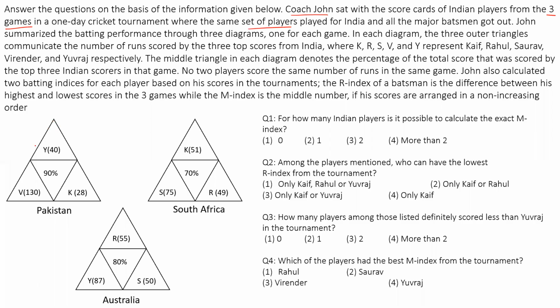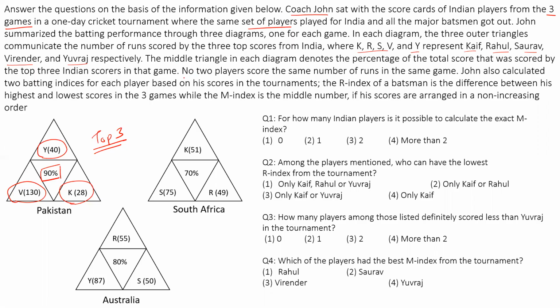So basically, he has made 3 diagrams, okay, as shown in the slide. In the 3 outer triangles, he has mentioned the top 3 scores by batsmen in that particular match. And in the middle triangle, they have mentioned what percentage of the runs in that particular match the top 3 contributed. Also, we know that K, R, S, V and Y represent Kaif, Rahul, Saurav, Virender and Yuvraj respectively.